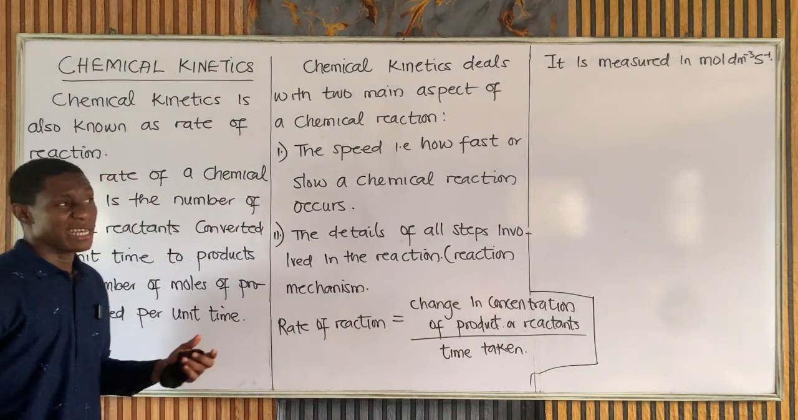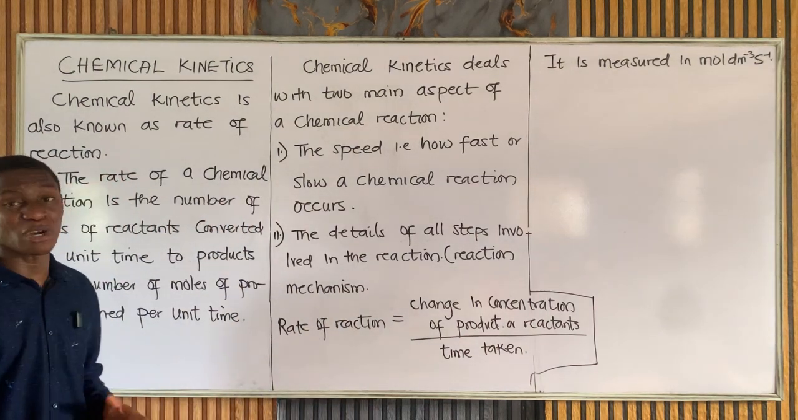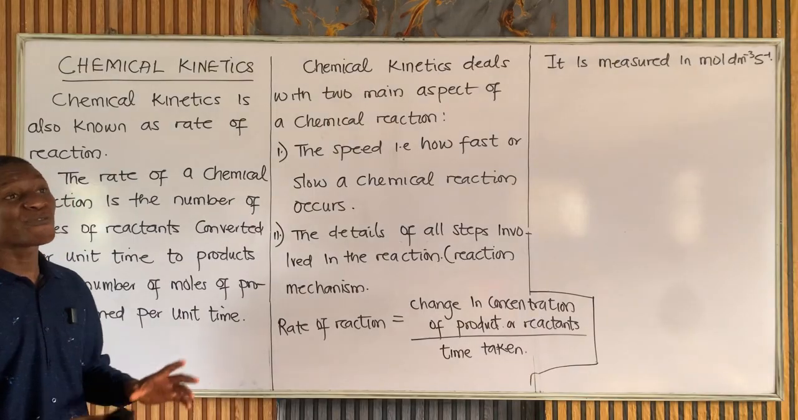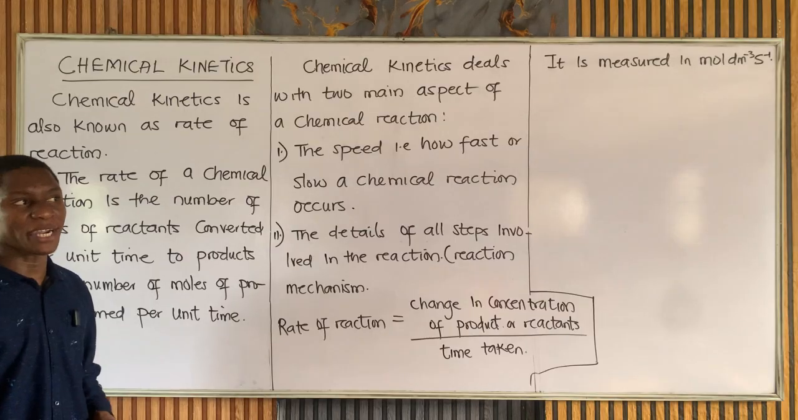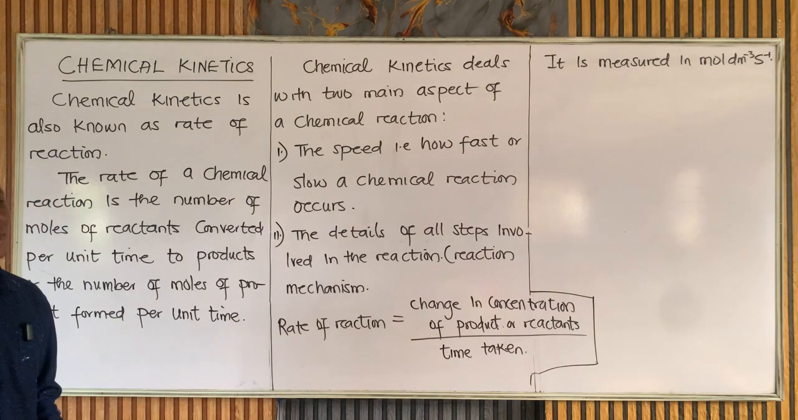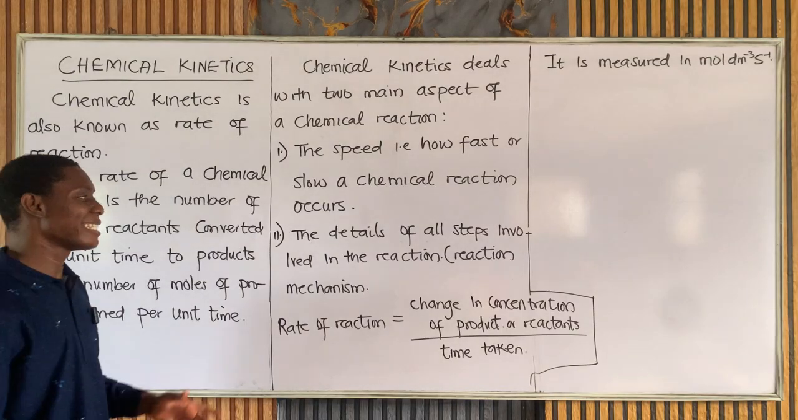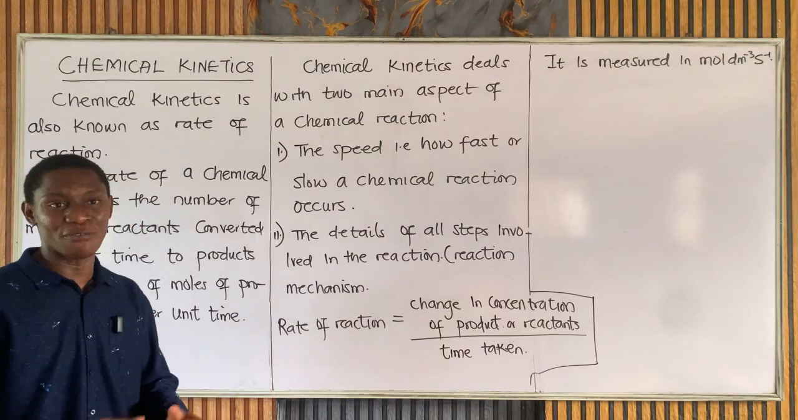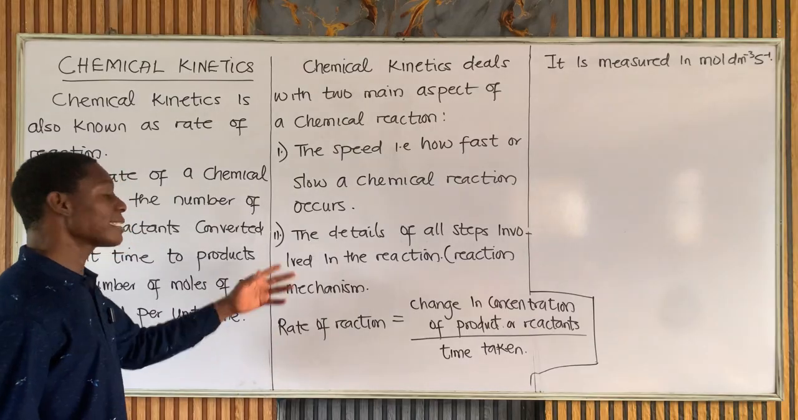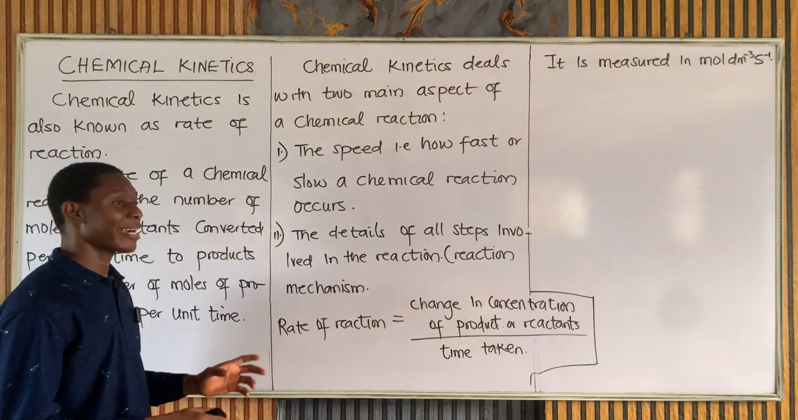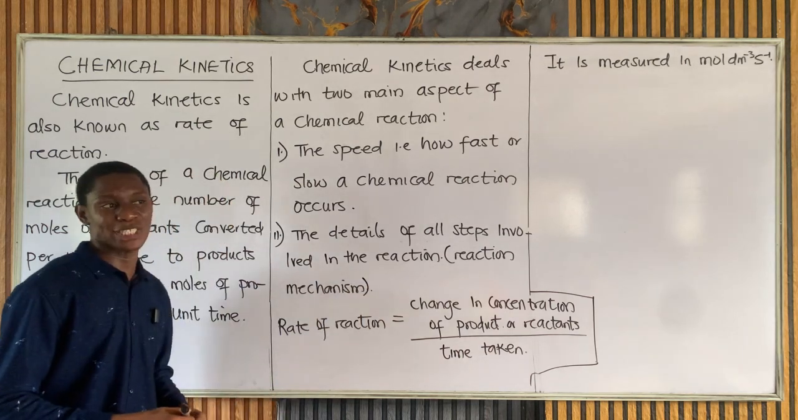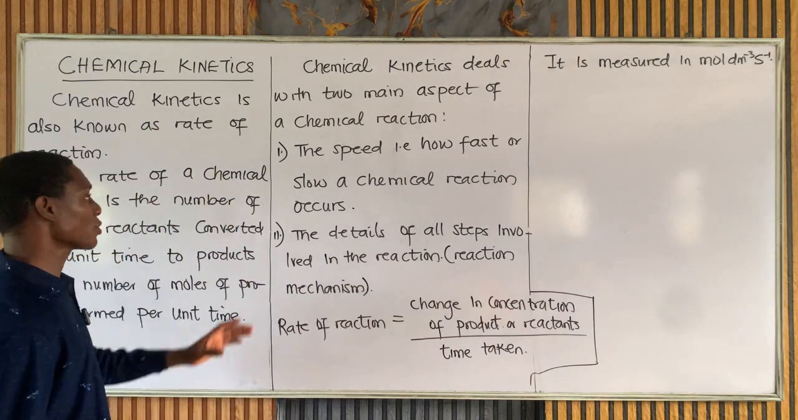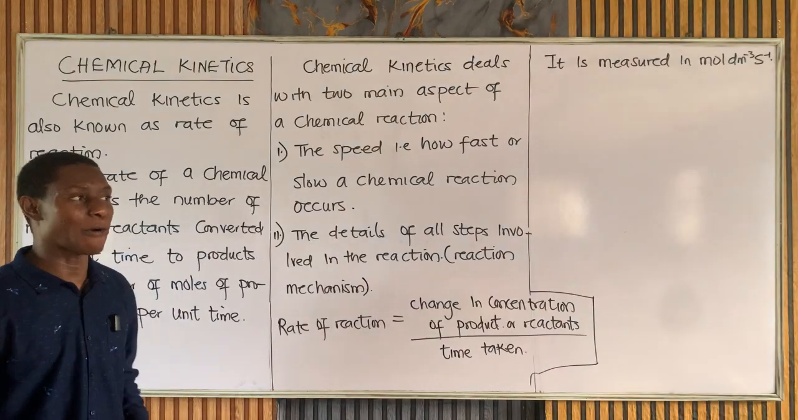You see, chemical kinetics, or rate of reaction, as a study focuses on two major things. One, the speed of a reaction, that is how fast or how slow a chemical reaction occurs. And number two, the details of all the steps involved in the reaction. This second one is known as reaction mechanism. Well, we keep to our scope, and here we are considering just the speed of reaction.